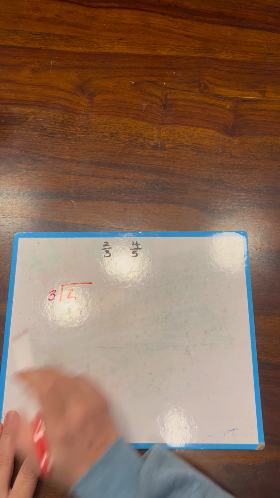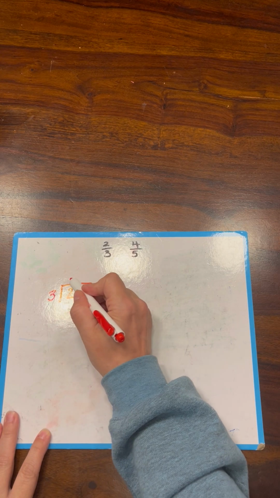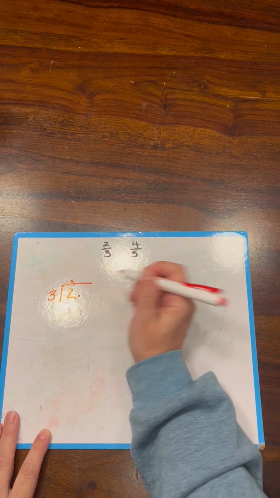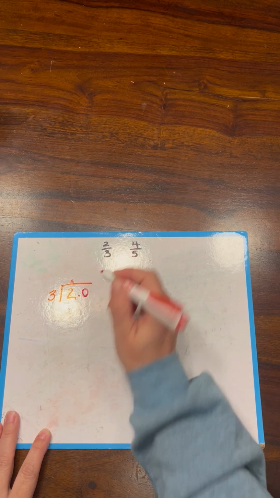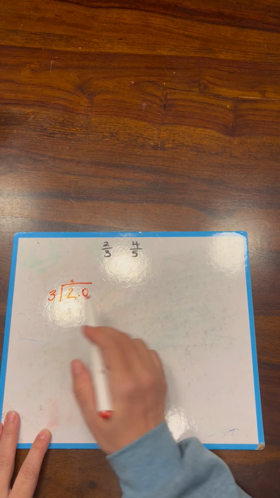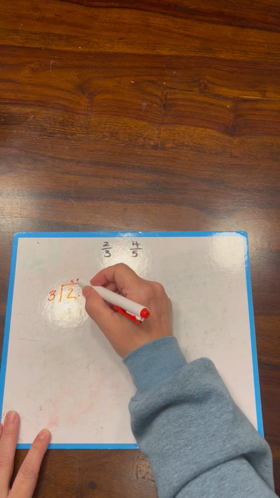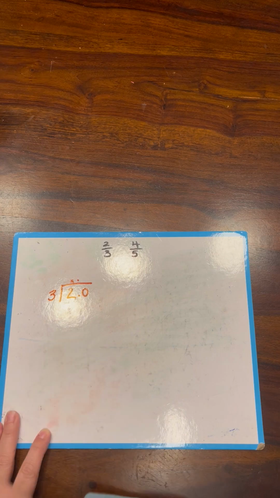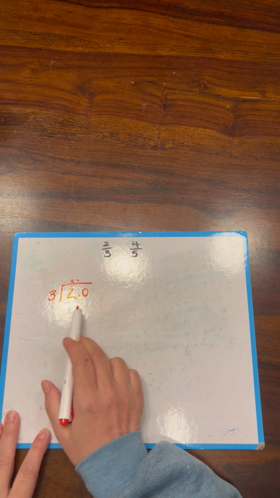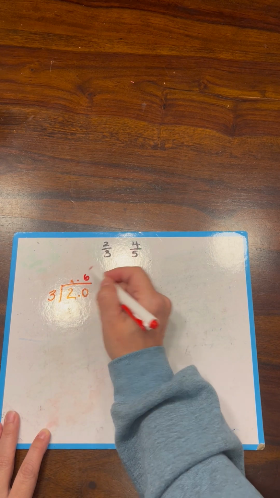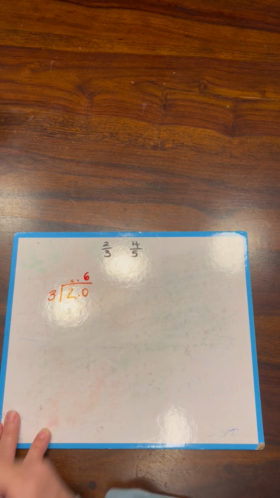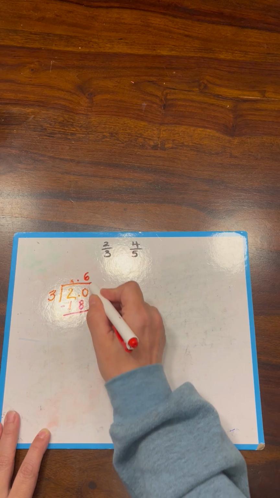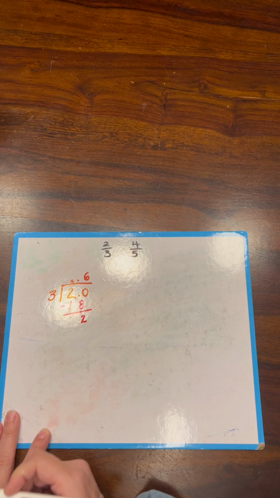We know that 3 cannot go into 2. That won't work. But we also know that we can add a decimal and add this 0 because 2 is the same as 2 and 0/10. The decimal floats up to the top. And now we can say, okay, how many times does 3 go into 20? Well, 3 goes into 20 6 times. 6 times 3 is 18. Remembering the steps of long division, we subtract, and we're left with 2.